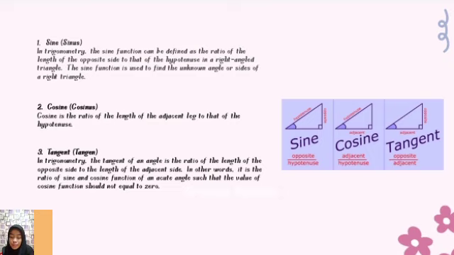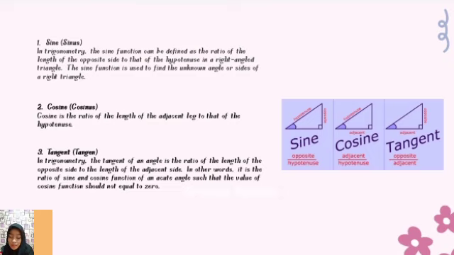Next, number 2, there is cosine, or cosinus in Bahasa. Cosine is the ratio of the length of the adjacent leg to that of the hypotenuse. We can see the picture again. The formula of cosine is adjacent over hypotenuse.